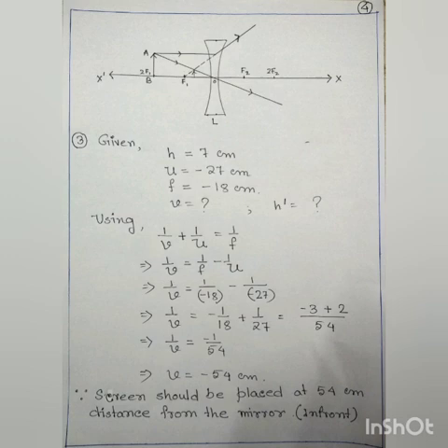Clear? So minus 54 means image will form in front of the mirror. Clear? So where we have to place the screen to cast a clear image for the object? So screen should be placed at 54 centimeter distance from the mirror. Clear?